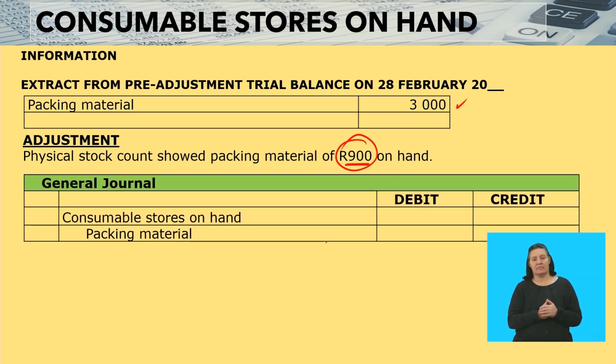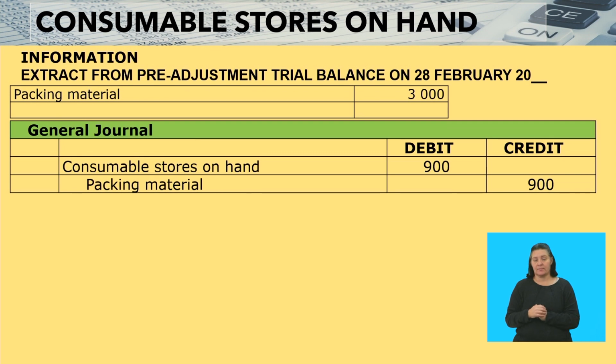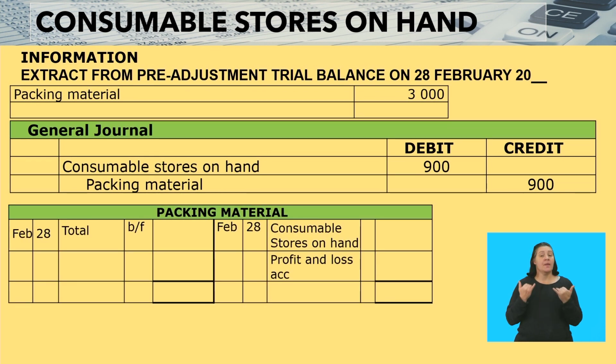In the general journal, we therefore come and then we debit consumable stores on hand, and we debit it with 900. We debit it with what is on hand, 900. And we credit packing materials 900. So we record in the general journal what is on hand. We will now record it in the general ledger.